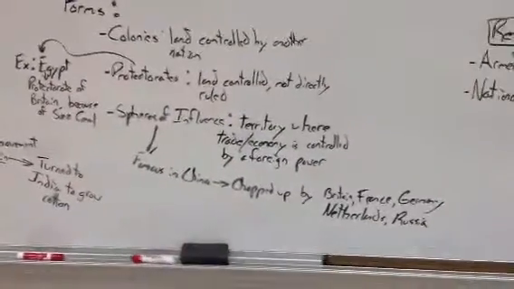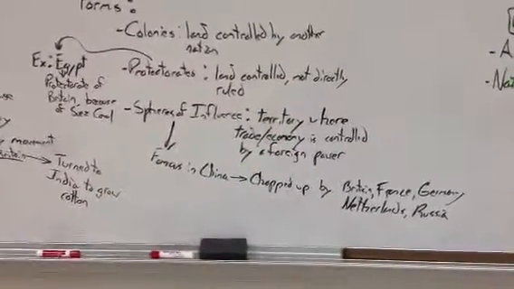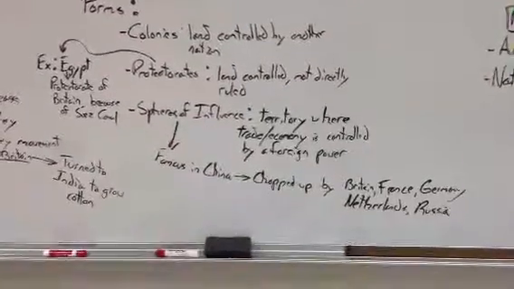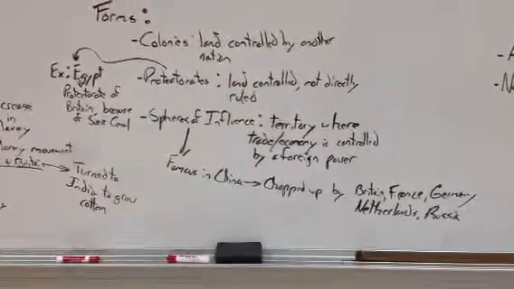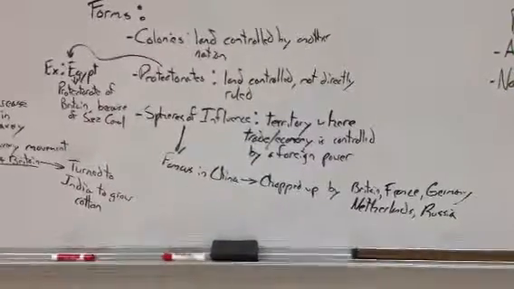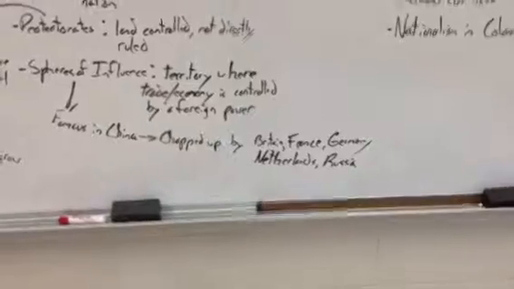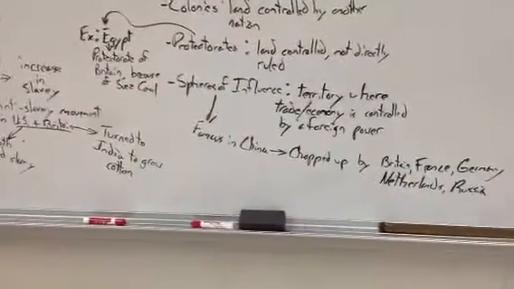The third form of imperialism, spheres of influence. That's a territory where the trade, the economy, is controlled by a foreign power. And these are most famous in China. China was chopped up into spheres of influence by several of the European powers: the British, the French, the Germans, the Dutch, and the Russians. So they were all involved in China.